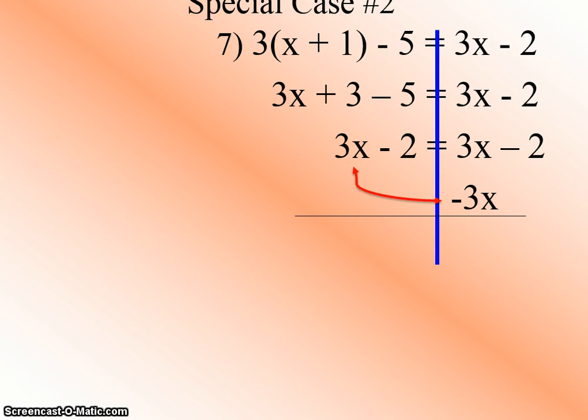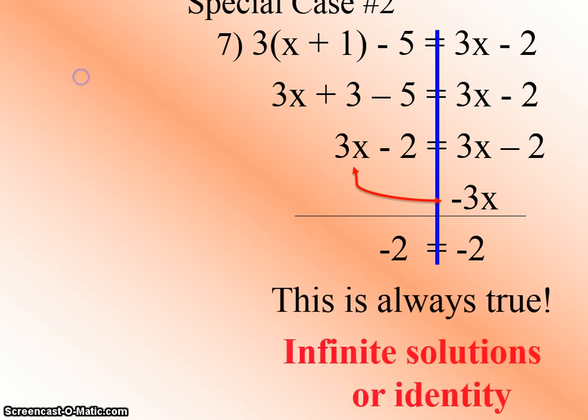Now wait a second. This time it fell out again, just like the previous one, but what's the difference? I have negative 2 equals negative 2. Well, guess what? When they equal each other, and it's a true statement, there are an infinite number of solutions. Basically, the lines are the same, usually. It's also called the identity property, when you get something equals the same thing. Okay? Those are our 2 special cases.